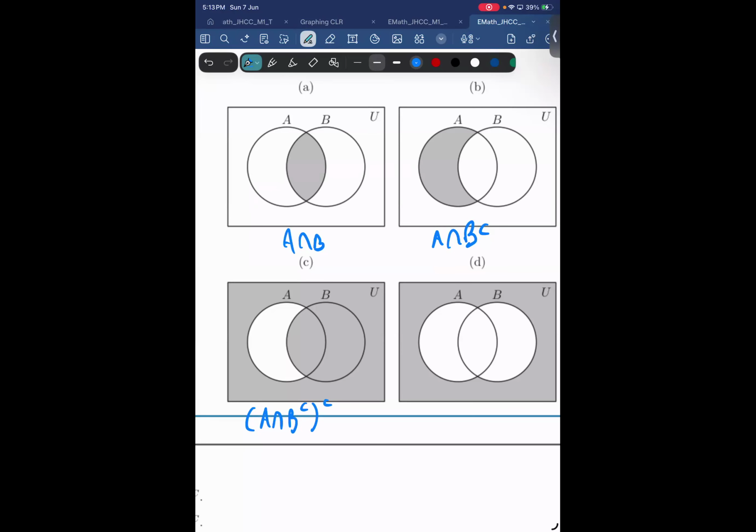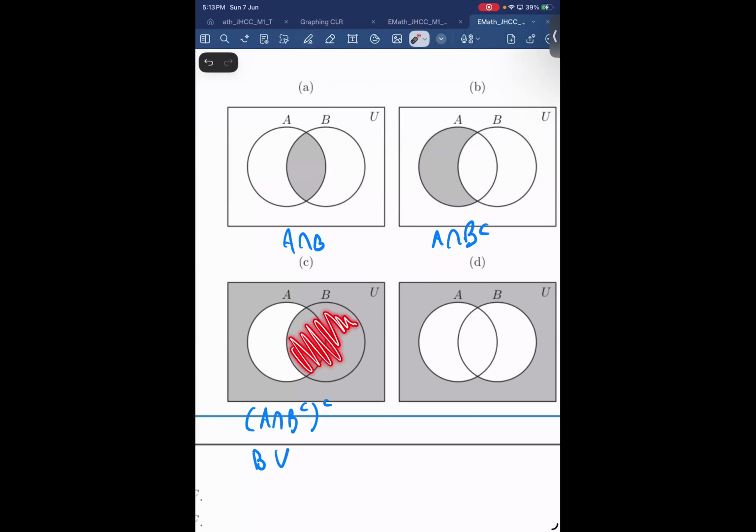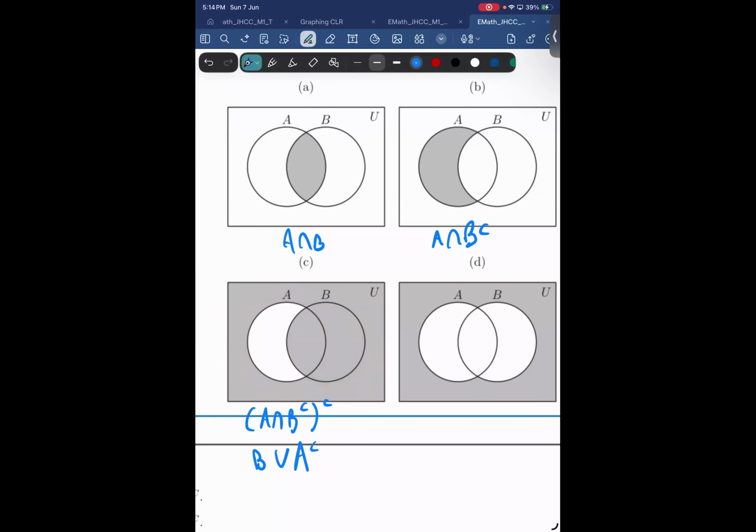Another way to notice is that you want the whole of B. Then you can union it with A complement, because A complement is everything outside of A. If you have B already, then this part is already here. So B union A complement works as well.